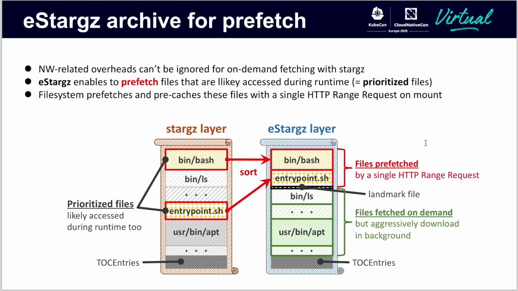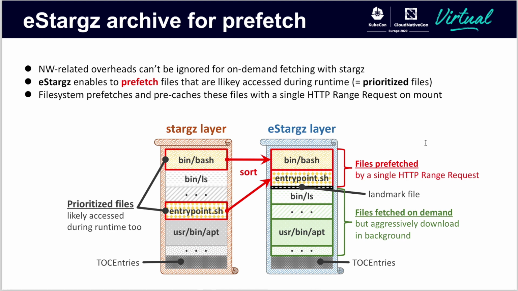But network-related overheads can't be ignored for on-demand fetching with Stargz, especially in slow networking environments, because the read access to a file on Stargz induces downloading that file entry from the registry. eStargz enables prefetching files that are likely accessed during runtime, and we call these files prioritized files, and the file system can prefetch and precache these files with a single HTTP range request on mount. So we can access these prioritized files locally.